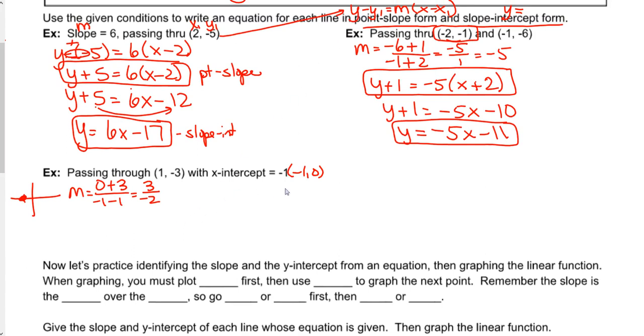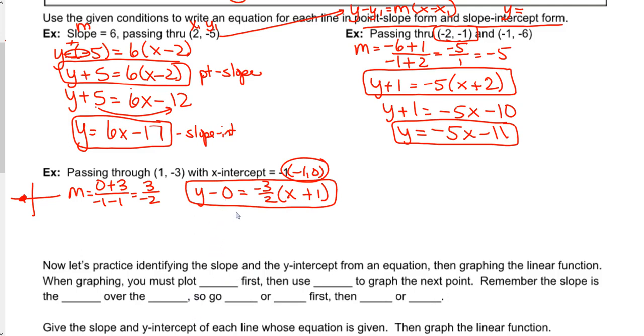So let's use, well, if we have a 0 as an option, let's use this point, okay? So let's go y minus the 0 equals my -3/2 times x minus a -1 becomes a +1. And that right there is your point slope form. You can't do anything to simplify that, except for you could just say y equals this, and that would be okay as well. But if you like to have that 0 as a placeholder, you can.